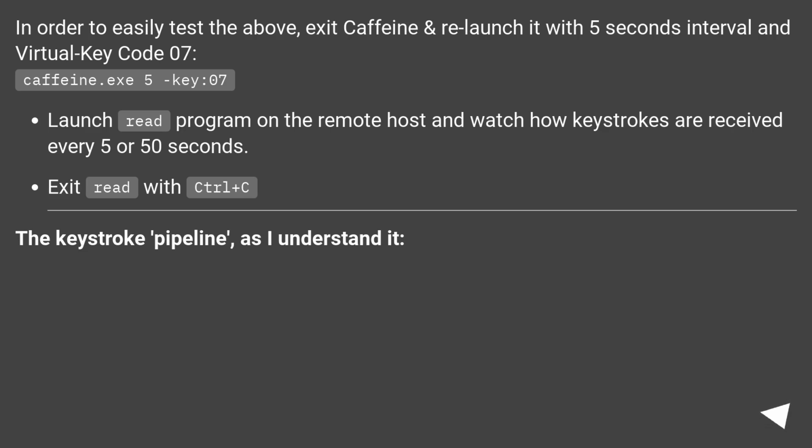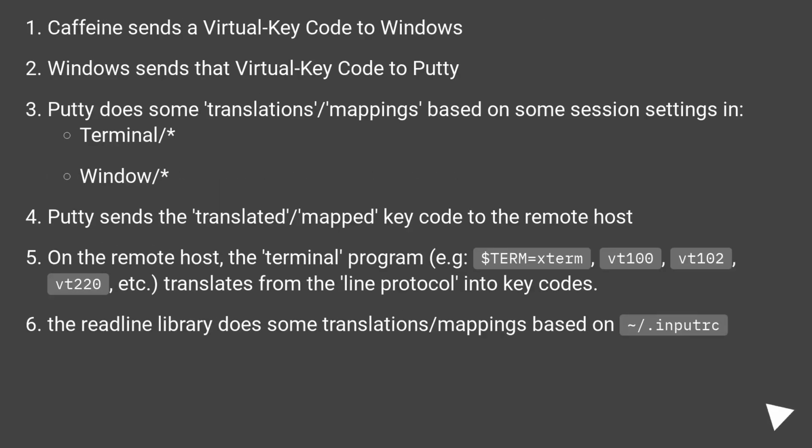The keystroke pipeline, as I understand it. Caffeine sends a virtual key code to Windows. Windows sends that virtual key code to PuTTY. PuTTY does some translations/mappings based on some session settings in Terminal/Windows. PuTTY sends the translated/mapped key code to the remote host.